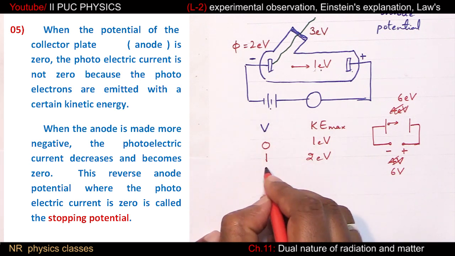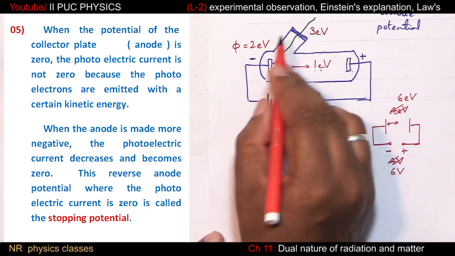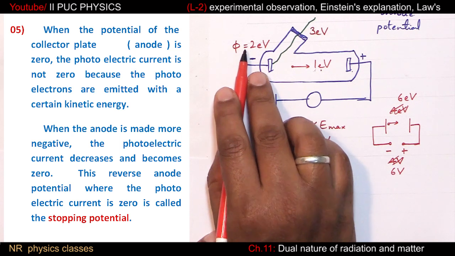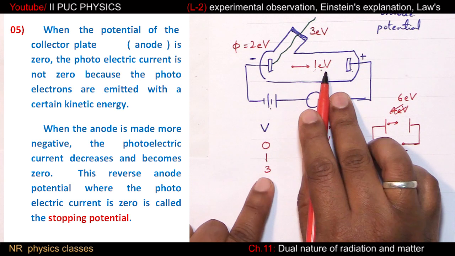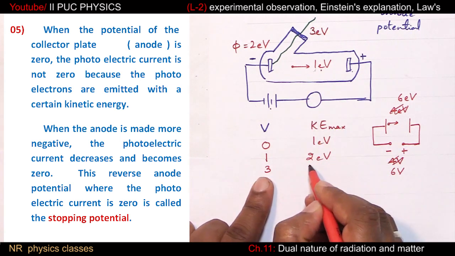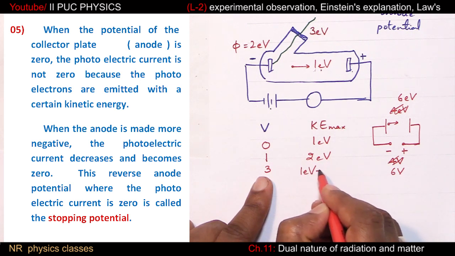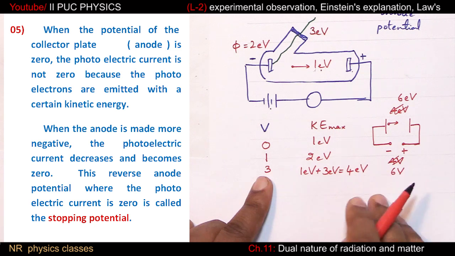If applied is 3 volt, incident is 3, required is 2, remaining is 1. But this applied voltage 3 volt gives additional 3 eV. Therefore along with 1 eV, 3 eV is added. So 4 eV is the kinetic energy.